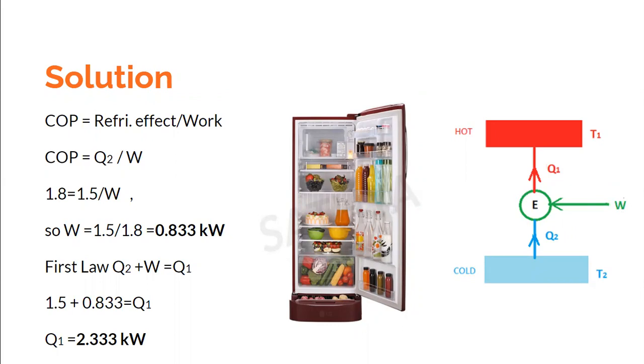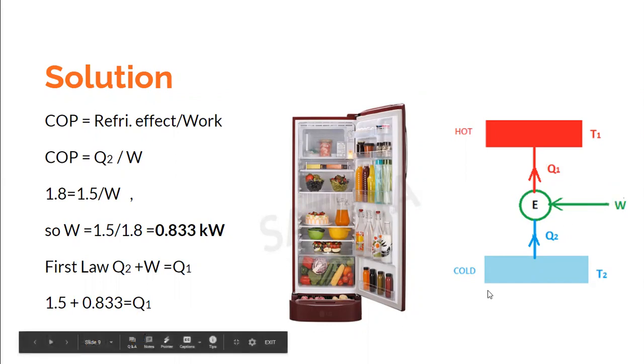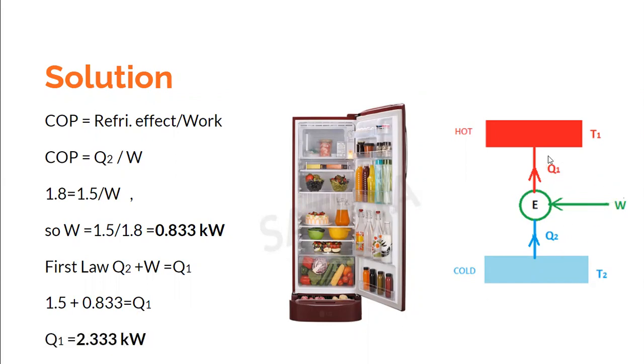Now applying the first law of thermodynamics, Q2 plus W is equal to Q1. So 1.5 plus 0.8 is equal to Q1, and that gives us Q1. Okay, so Q1 is the heat rejected by the refrigerator. So there is a condenser in the refrigerator. It will reject the heat to the surroundings.